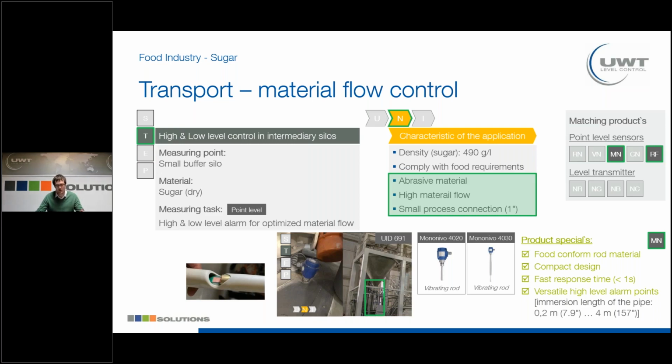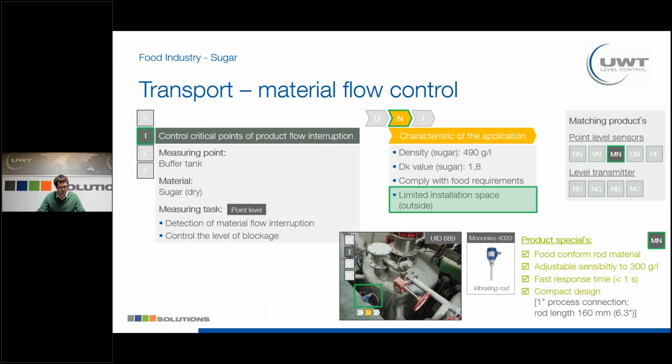It could also be possible to go for an RF here, a CN4 not, because on the left-hand side you see how a CN4 looks when it's sitting in the material flow. We have a food conform rod material, a compact design and a fast response time. An RN was dismissed here because we had a 1 inch process connection.